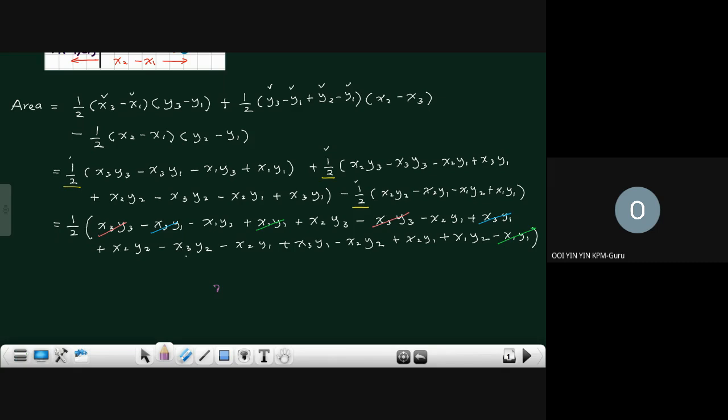Okay, 3 pairs already, right? Another 2 pairs. I told you x2 y2, right here, x2 y2. And then here also x2 y2 cancel out. And then one more pair is your x2 y1 here, and your x2 y1 here cancel off. So, okay, there are now only left.